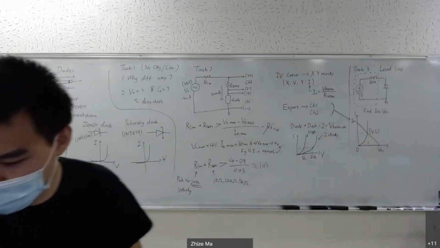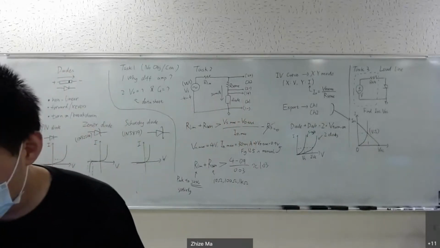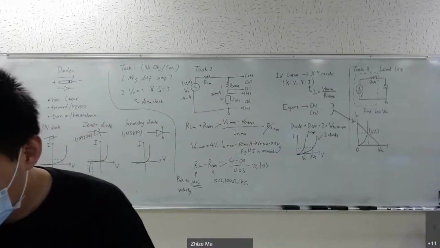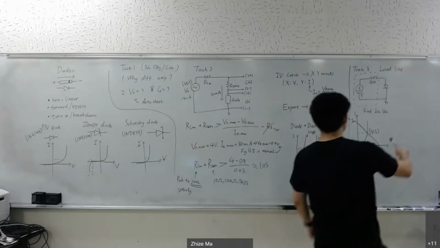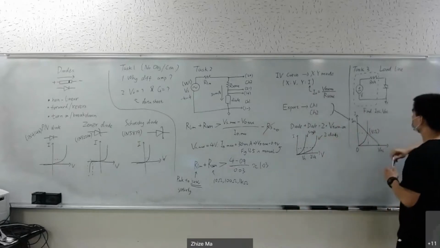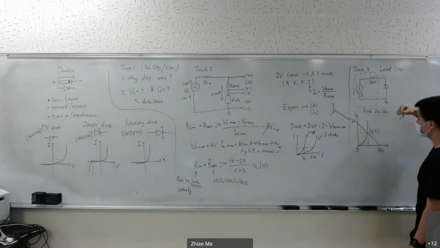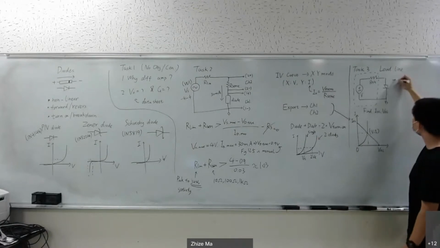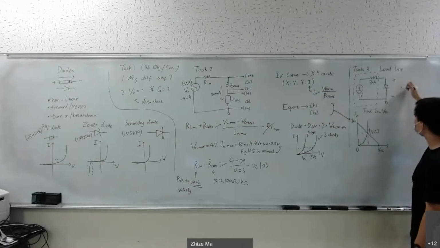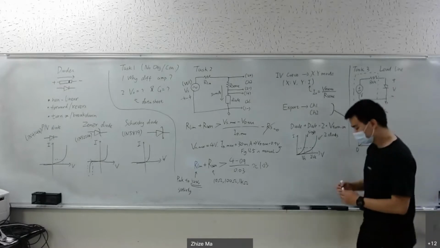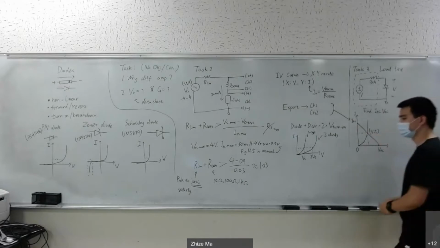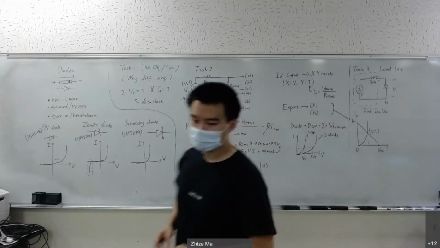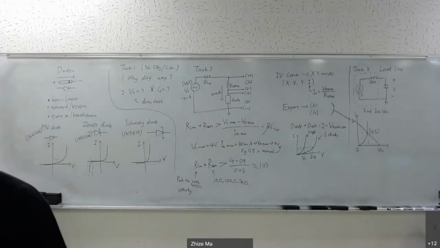Okay, so that's all you need to do for the graph part. Then you need to build this circuit to verify your result. You build this circuit according to the schematic in your tasks, and then you measure the voltage across this cell. That voltage will be very close to the value you get from the graph. Okay, I think that's all for task 3.